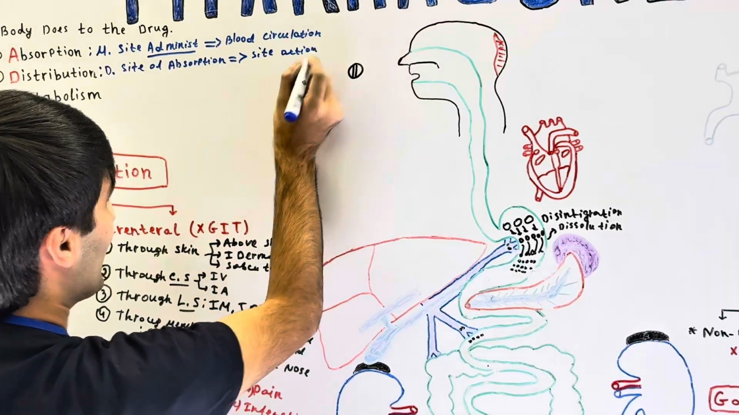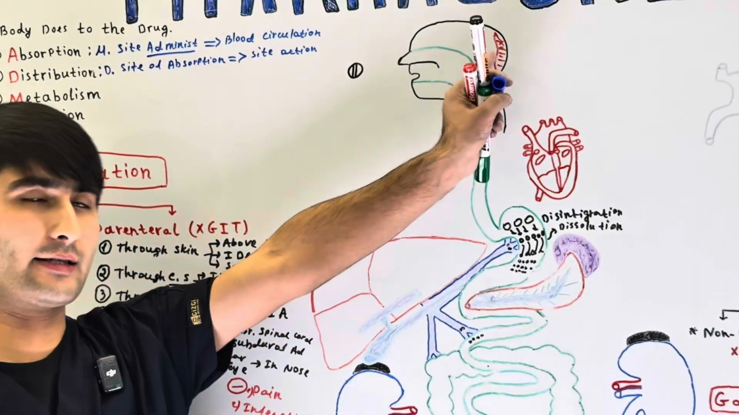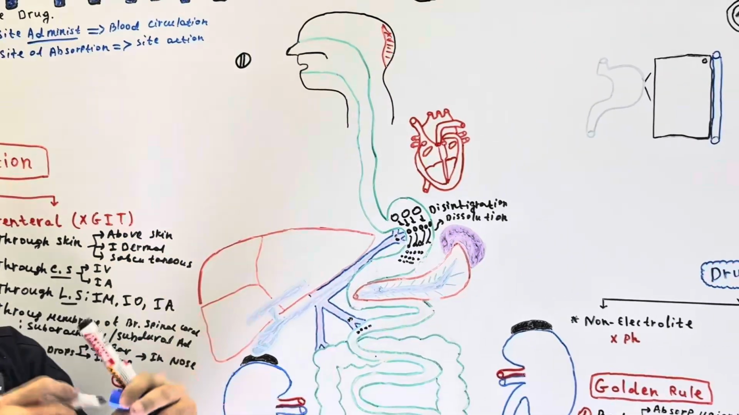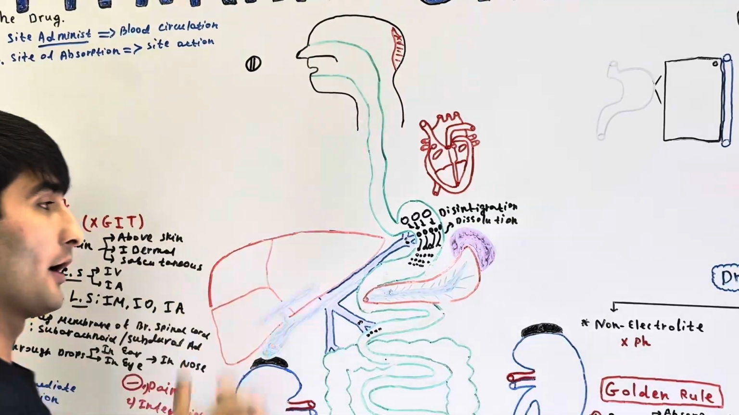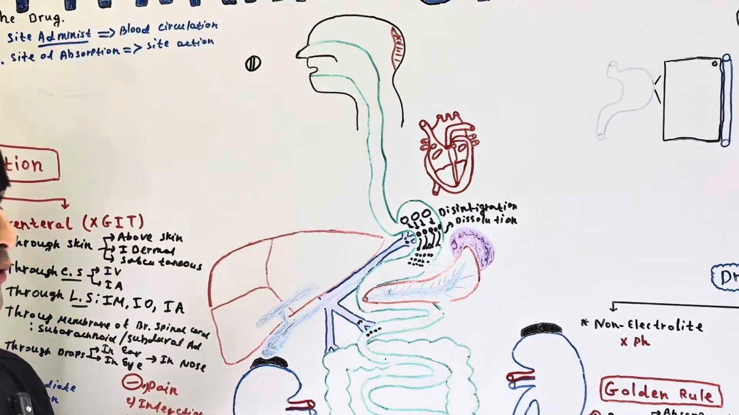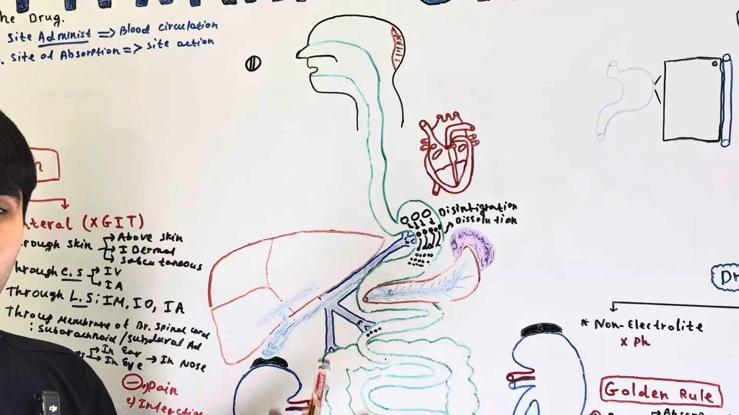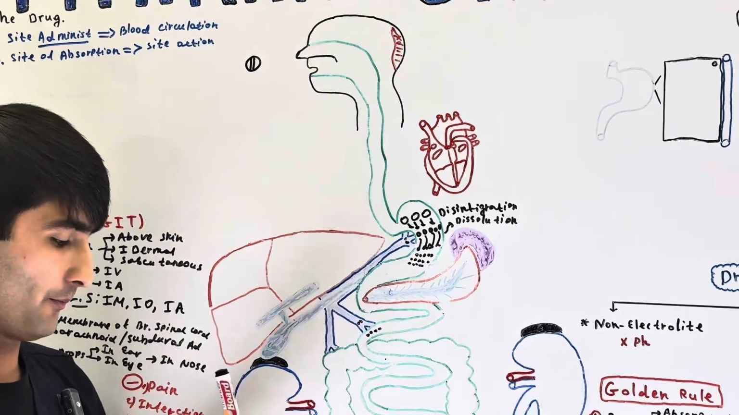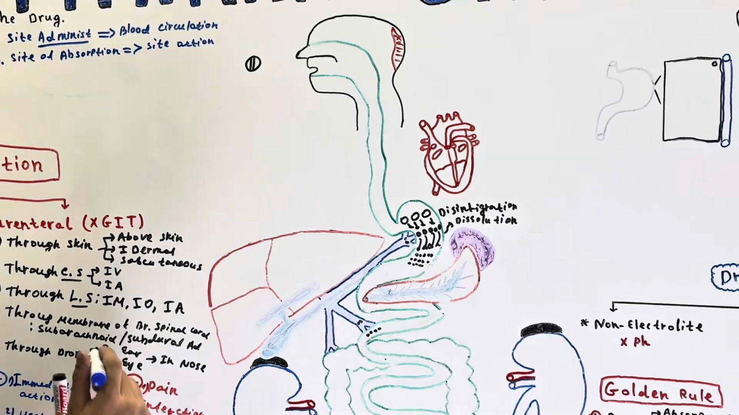Where is the site of action? Here, in the back side of the head. Because my patient has migraine in the back side of the head, the drug must go here. How does the drug find where the migraine or the headache is? It depends on the receptors in different parts of the body. So now, how the drug goes, I will explain to you.